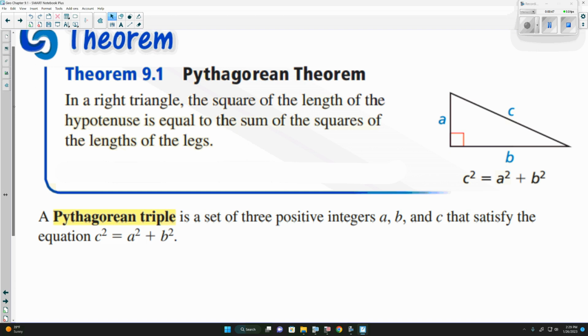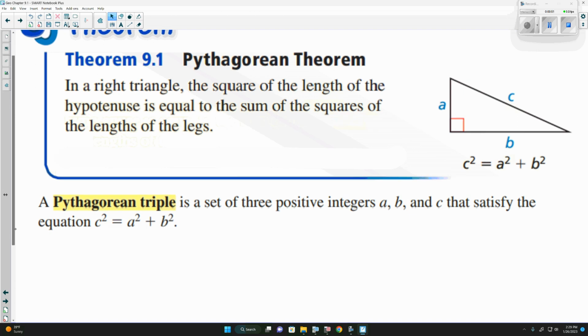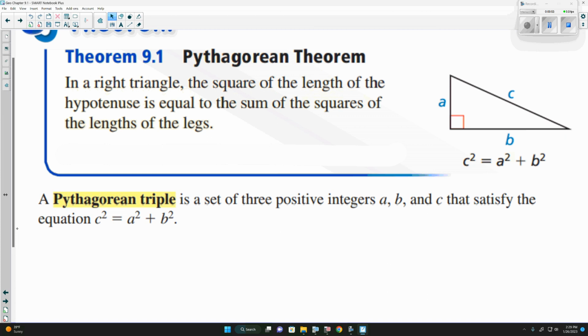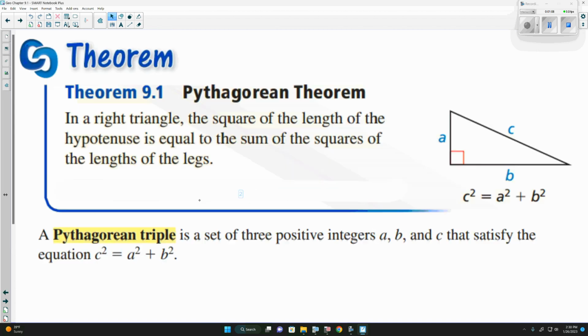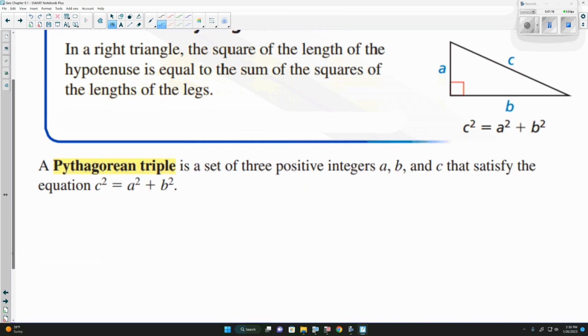Trigonometry is the study of angles and triangles. There are a few things that are unique to it, but we're looking at this here. In a right triangle, the square of the length of the hypotenuse is equal to the sum of the squares of the legs themselves, or as we are used to calling it, a squared plus b squared is equal to c squared, where a and b are the two legs and c is the hypotenuse.